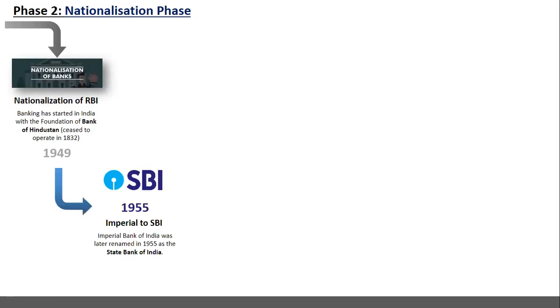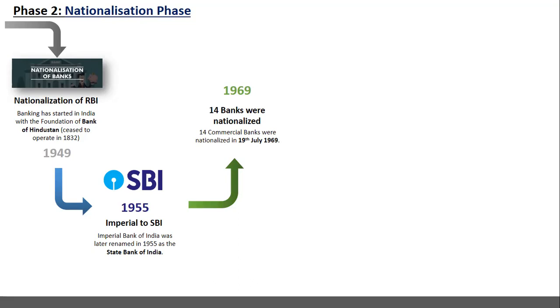After that, in 1955, SBI came, and SBI is nothing but the Imperial Bank of India. It was renamed the State Bank of India. We all know that it was the merger of Bank of Bengal, Bank of Bombay, and Bank of Madras. After that, in 1969, 14 commercial banks were nationalized, for example, Central Bank of India, Punjab National Bank, Bank of Baroda, Canara Bank, Dena Bank, Union Bank of India.